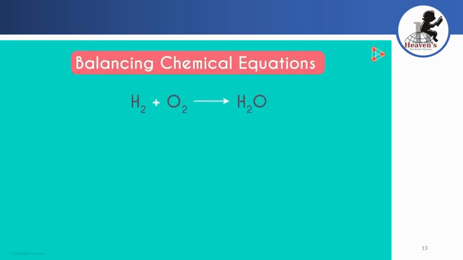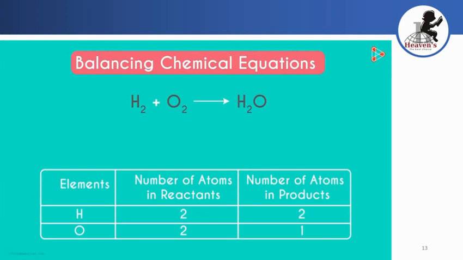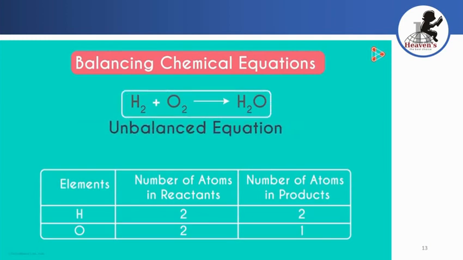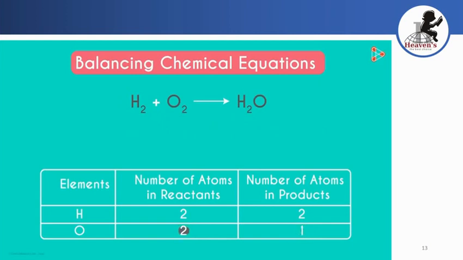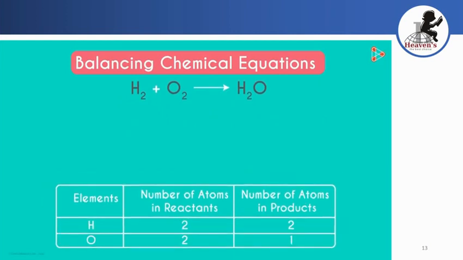For balancing a chemical equation, first let us take a chemical reaction. H2 plus O2 gives rise to H2O. This is an unbalanced chemical equation. See the number of atoms on both sides, reactant side and product side, they are not equal. So that's why it is an unbalanced chemical equation. For this equation we have to balance. So how is it balanced? By equating the number of atoms on both sides, that means reactant side and product side.